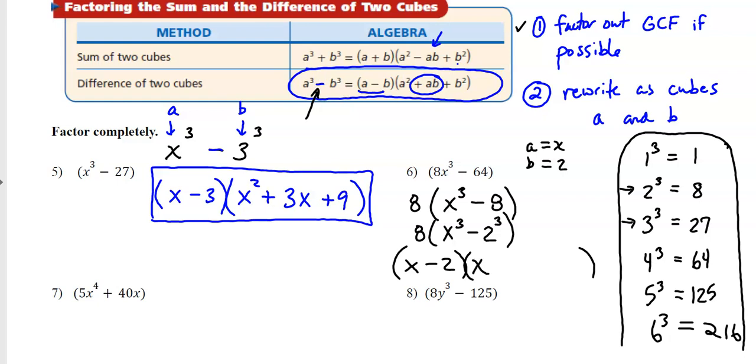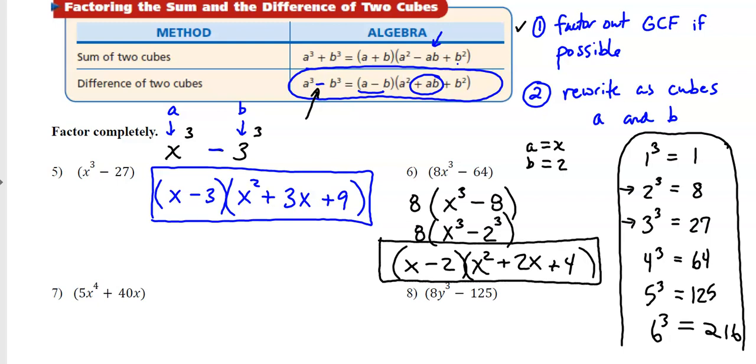Then I square the first, and I square the last, and then it's the opposite multiplied together. Whoop, I almost put a 4 there by accident. I was looking at that back 4. My a and b were 2 and x, so I have to multiply 2 times x. And there would be our final answer.